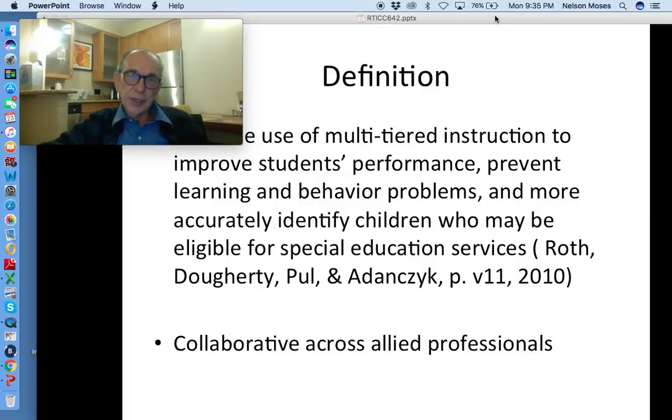Now ideally we'd be working with teachers as well, and with parents or caregivers. We have not had a lot of opportunity to work with families as of yet.